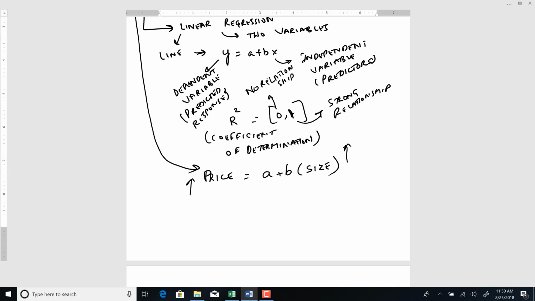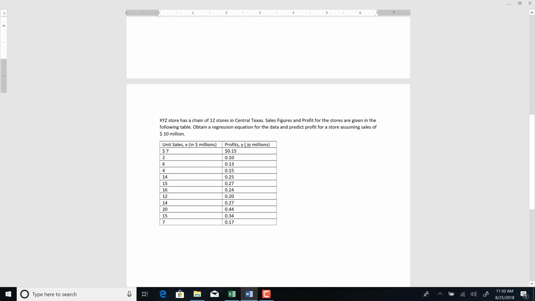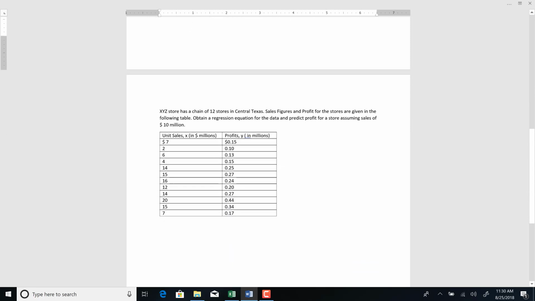So we will try to solve a problem on linear regression. So here is our question. XYZ store has a chain of 12 stores in Central Texas. Sales figures and profits for the store are given in the following table. Obtain a regression equation for the data and predict profit for a store assuming sales of 10 million. So we are trying to get regression equation, and then we are trying to predict profit if the sales is 10 million. So those are the two questions we are trying to answer.